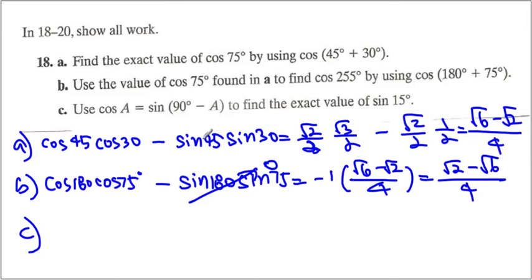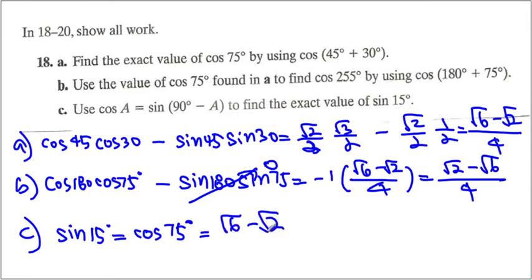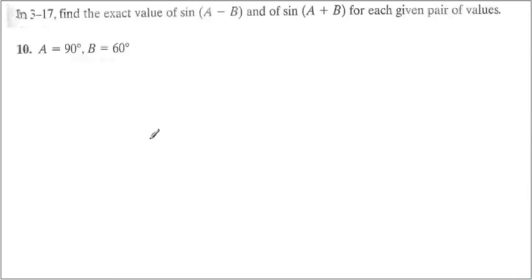Choice C. You see sine of 15, that's what we're looking for. In fact, that is equal to cosine of 75 degrees by the cofunction identity. But that is something which we calculated earlier, so we have radical 6 minus radical 2 over 4 as our answer.